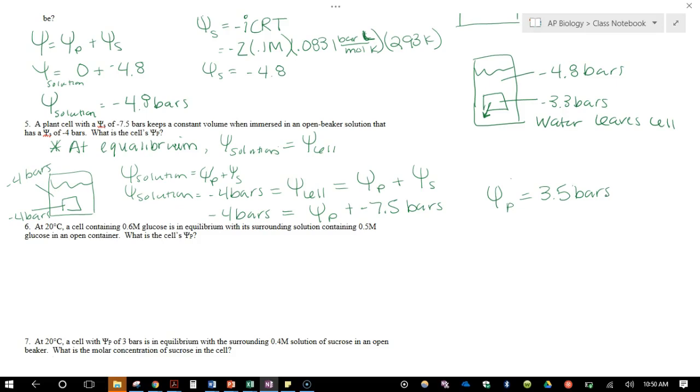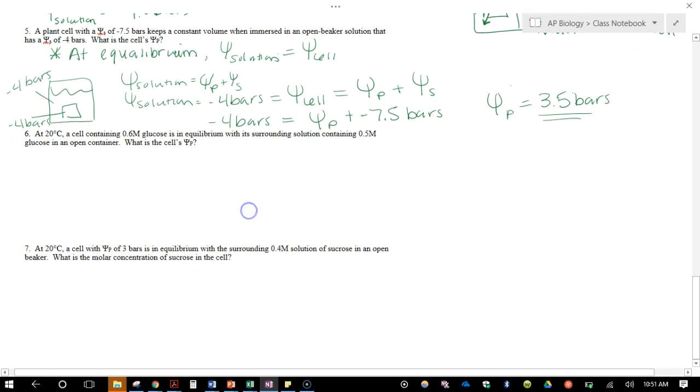If there was no pressure, it would be negative 4 bars in solution, and you would have negative 7.5 bars based on solute potential inside the cell, which would mean that water is trying to flow into the cell very rapidly. Because this plant cell can only have so much water coming in, there's this pressure potential that keeps some of that water out, and that's this 3.5 bars. Okay, let's look at the next one.